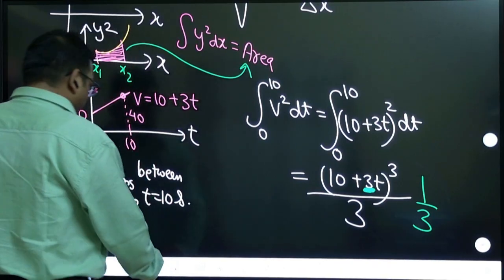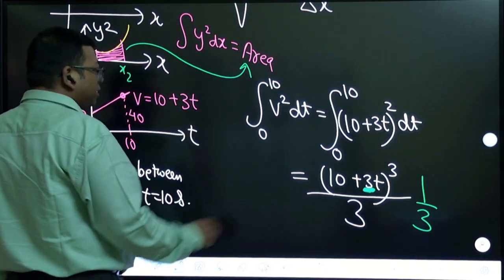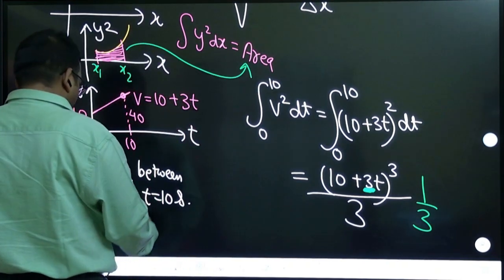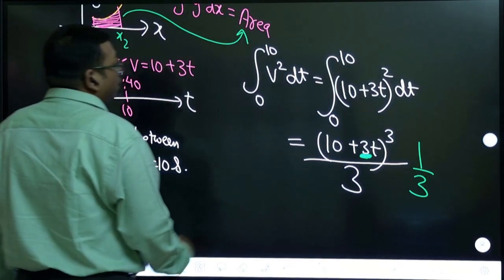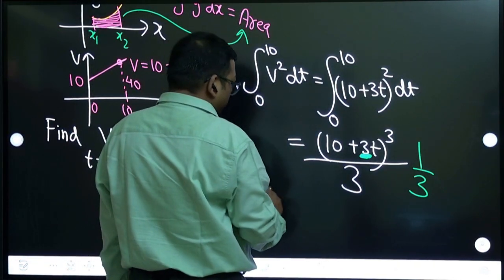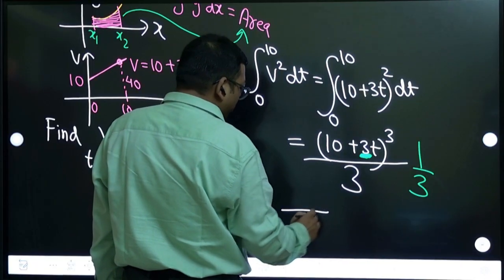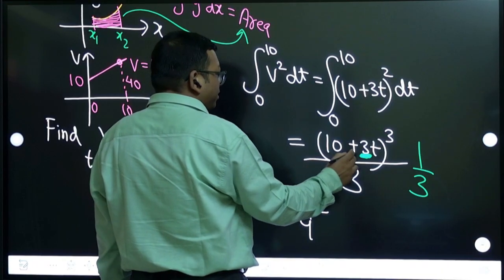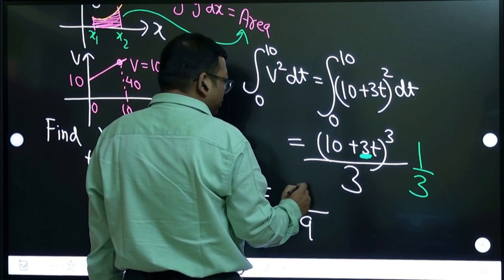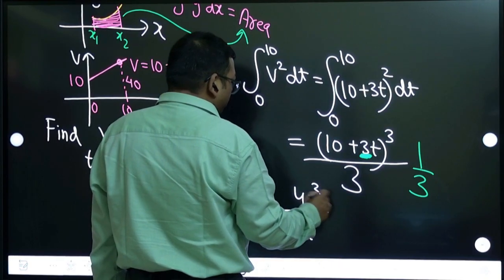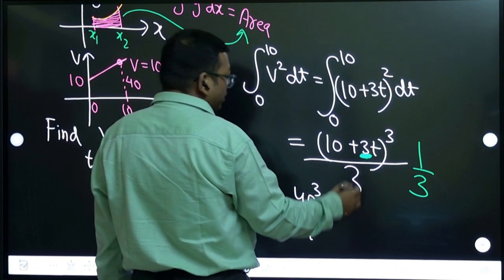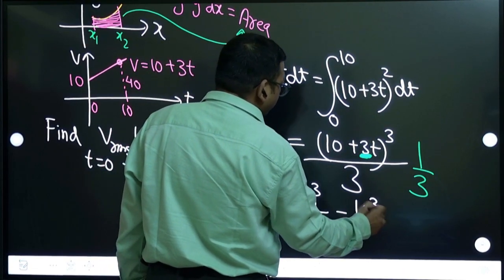So once you got this step, now you can put the upper limit and lower limit. The upper limit is 10. So 9 has come out in the denominator. Put the upper limit as 10: 10 plus 3 into 10, that is 40. So 40 cube minus, for the lower limit, time was 0, so that means it is 10 cube, by 9.